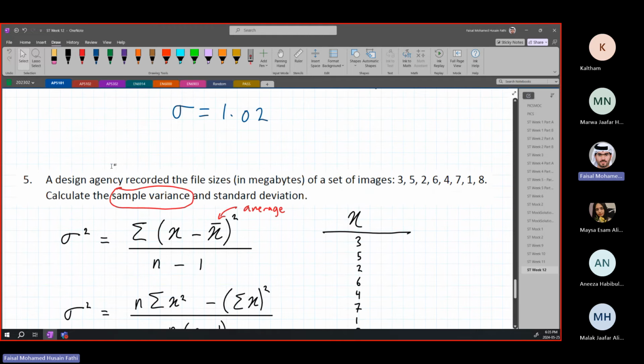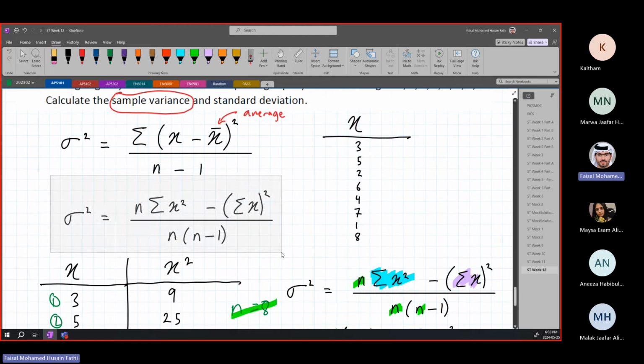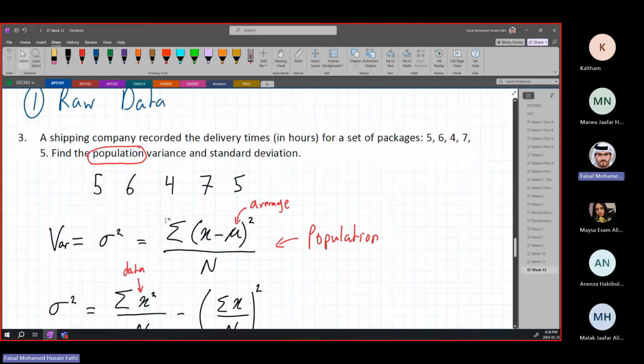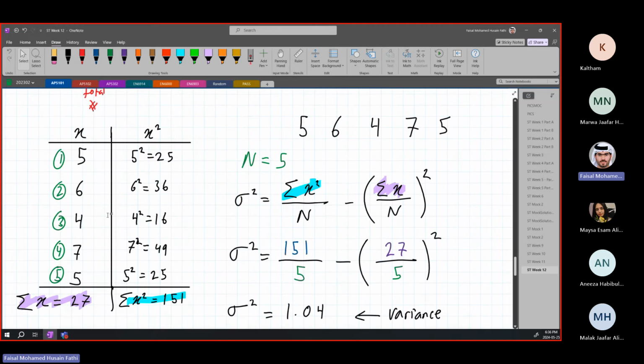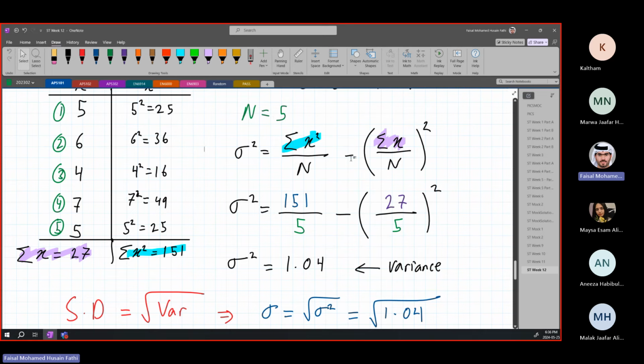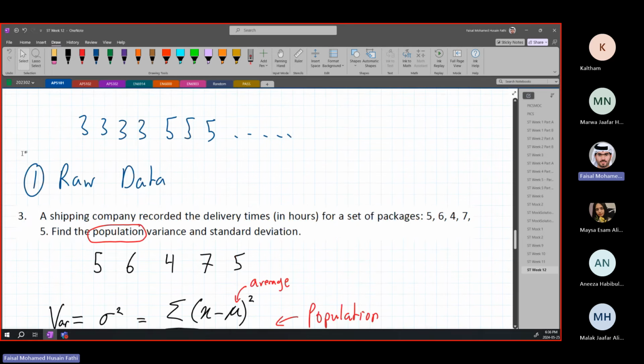So again, if you have sample variance, you're going to be using this equation. If you have population variance, you're going to be using this equation. And the method of application is exactly the same. The only difference is the plugging in of the equations is going to be different. All right. Clear so far for raw data? Can I move on to the next set of data? Is that fine?